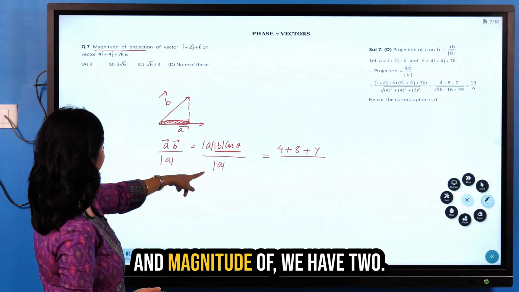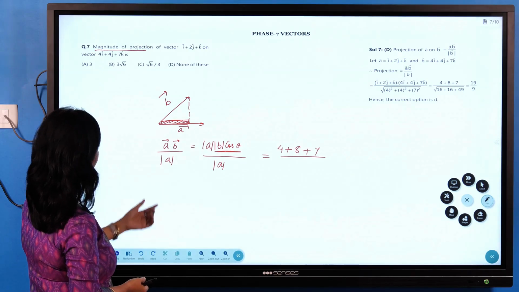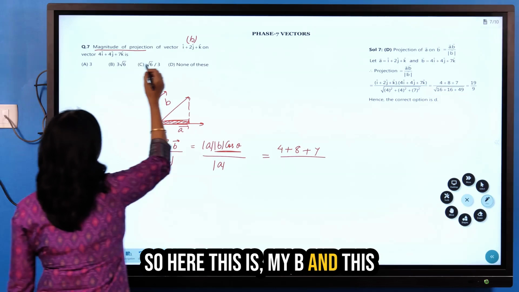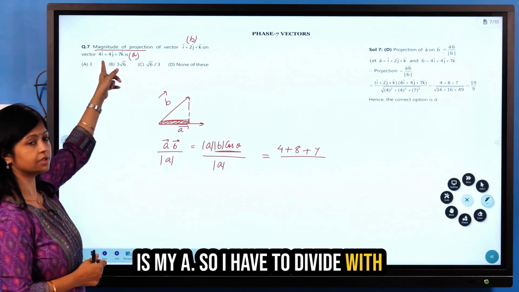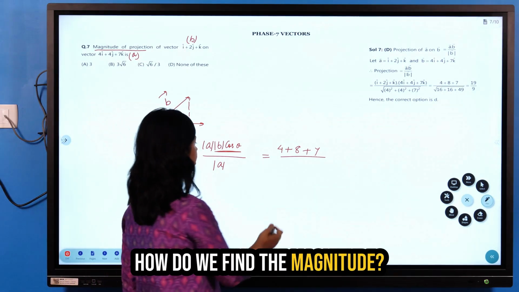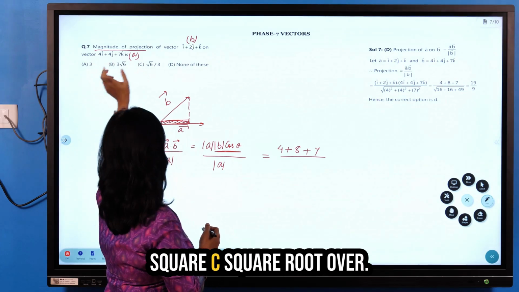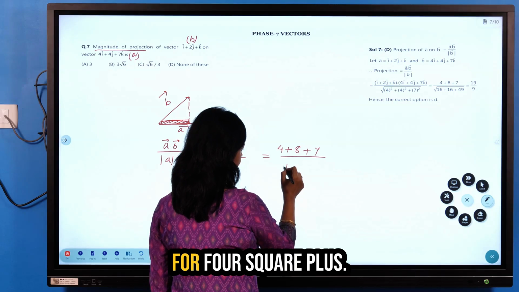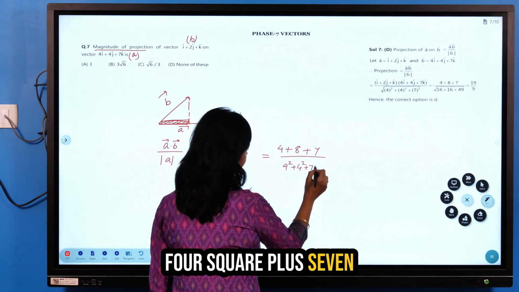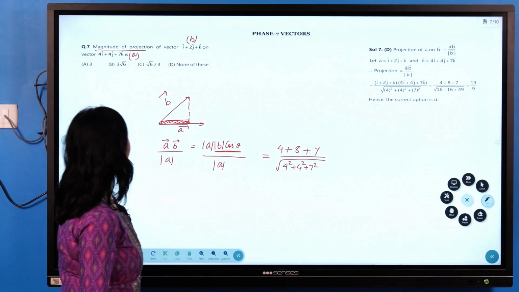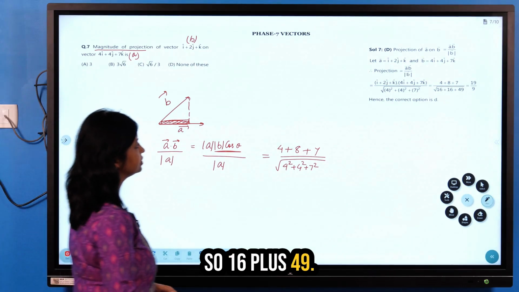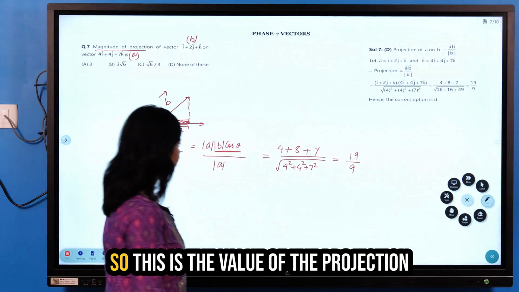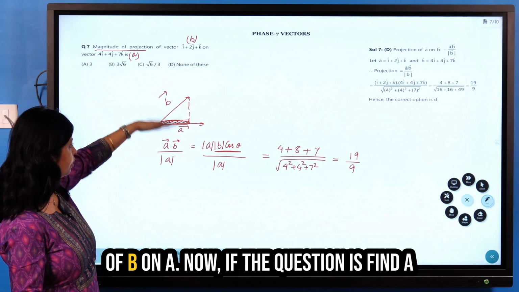And we have to divide by the magnitude of which one? So here, this is my B and this is my A. So I have to divide with the magnitude of this vector. How do we find the magnitude? Simply a square plus b square plus c square, root over. So 4 square plus 4 square plus 7 square, root over. So 16 plus 16 plus 49, which is 81, root is 9. So 19 by 9. This is the value of the projection of B on A.